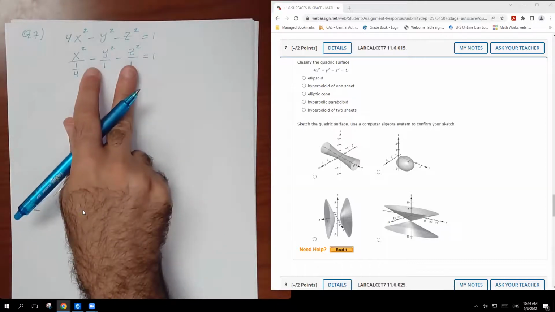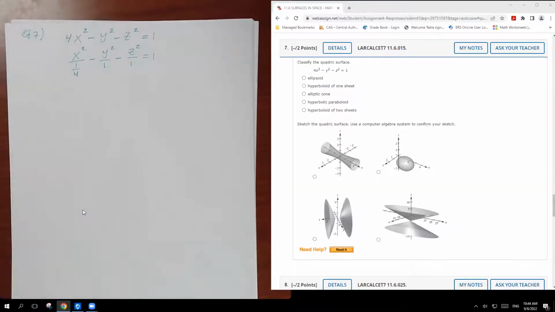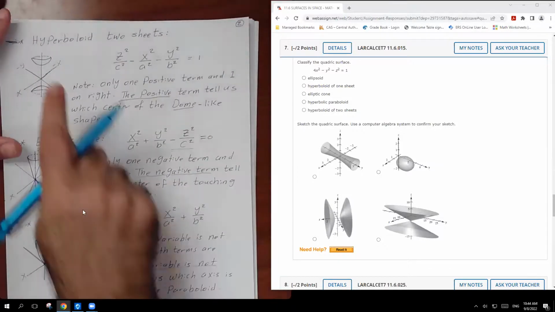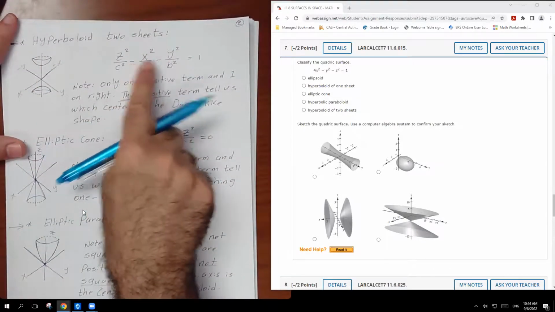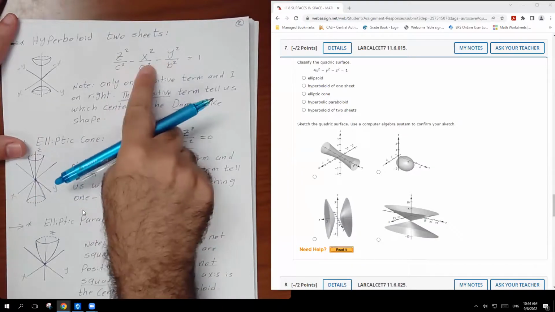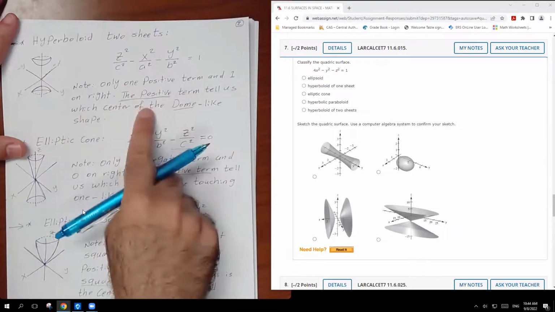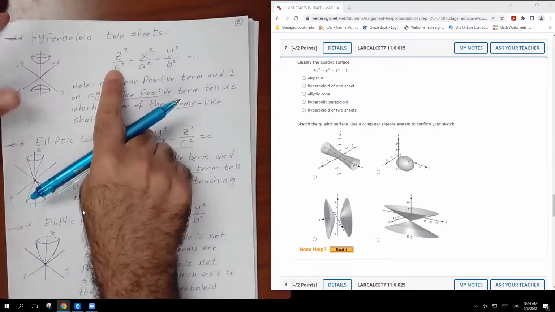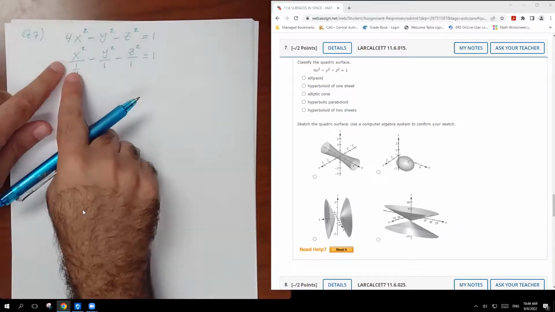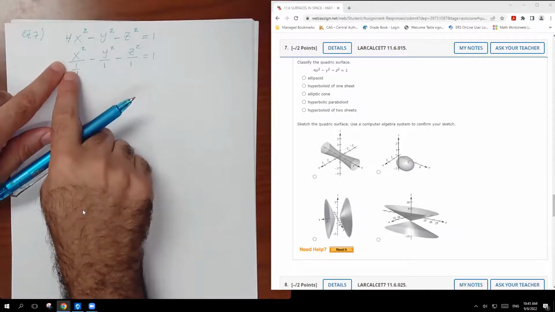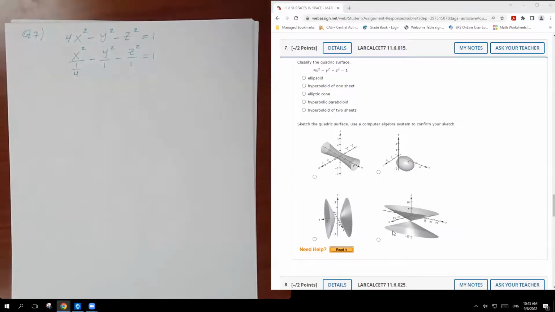Two negative signs. Which shape has two negative signs? Hyperboloid of two sheets. It's a dome. The positive term tells us the center. On this example, the positive term is the x, so it's a dome on the x coordinate. Look, there are 2 shapes here. I'm not going to choose this one, and I'm not going to choose this one. So here, 2 shapes. On the x coordinate or the z coordinate? No, it's on the x coordinate. Let's check.